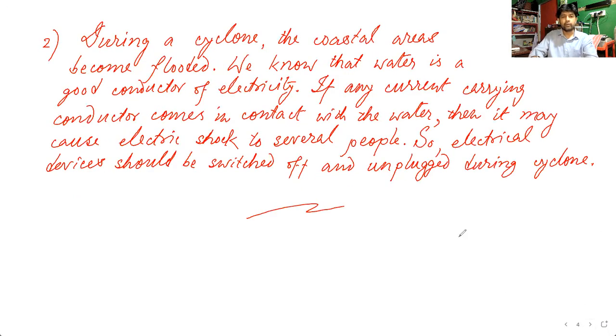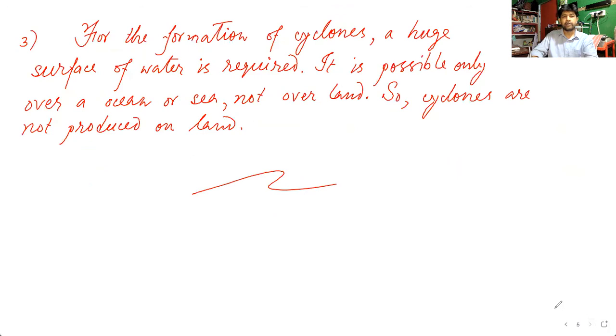Then number 2: during a cyclone, the coastal areas become flooded. We know that water is a good conductor of electricity. If any current carrying conductor comes in contact with the water, then it may cause electric shock to several people. So electrical devices should be switched off and unplugged during cyclone. Then number 3: for the formation of cyclones, a huge surface of water is required. It is possible only over an ocean or sea, not over land. So cyclones are not produced on land.